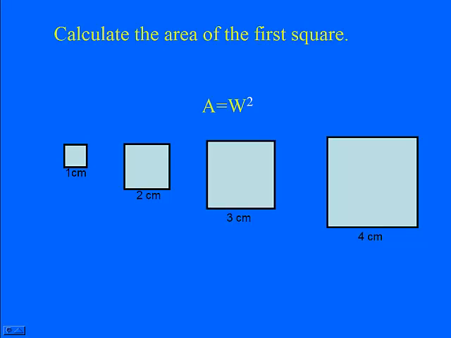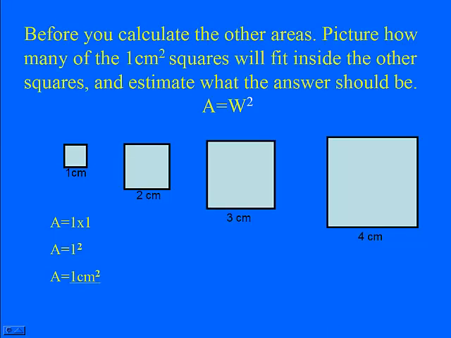Now let's calculate the area of our first square. The width of our first square is 1 centimeter. So the area would be 1 times 1, or 1 squared, which gives us 1 centimeter squared. This is a unit measure, so what I'd like you to try to do before you calculate the other areas is to picture how many of these 1 centimeter squares will fit inside the other squares and estimate what the answer should be.